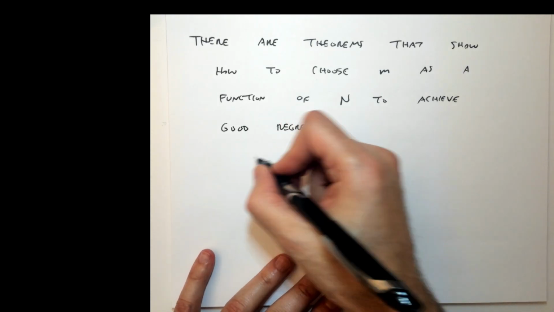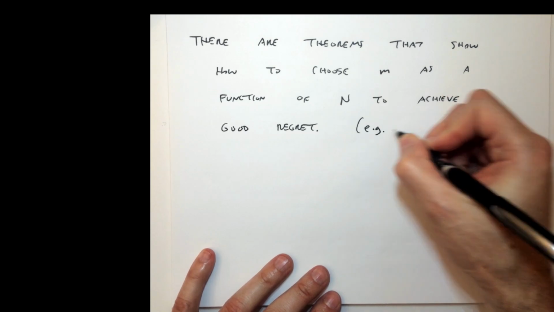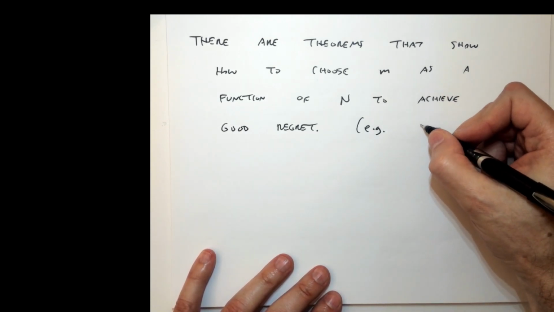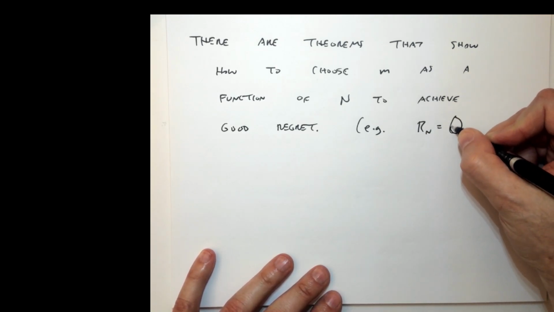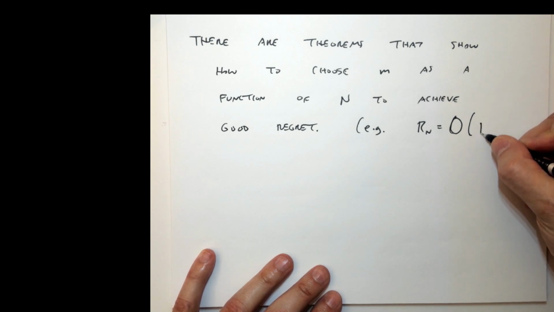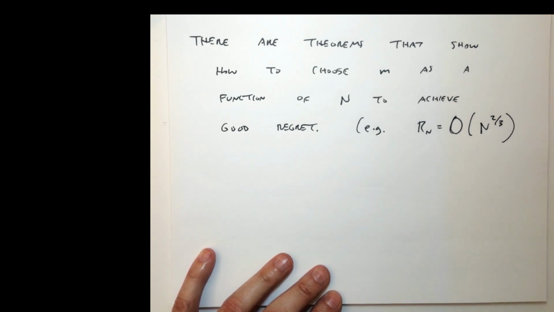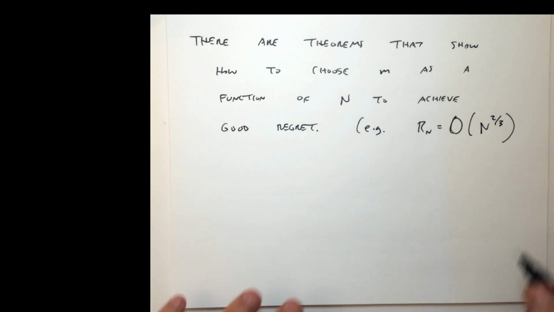right? So for example, you can find a formula that tells you what to do, and then the regret will be on the order of n to the 2/3. If you're a CS person, you know that if I divide by n, this goes down to 0. This is not a bad result, because no matter how crazy different the arms may be, I can achieve sublinear regret with a recipe for how to choose M based on N.